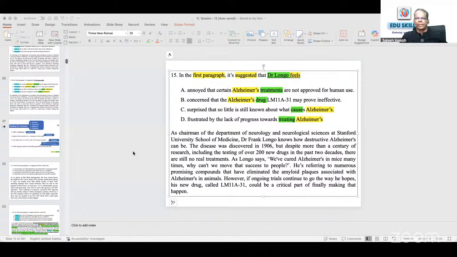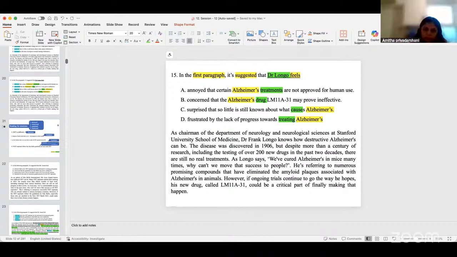So all these three things are over. Subject or concept-based hedging words are the same. And differentiating hedging words: first, option A speaks about treatment, B drugs, treatments, C cause, D again treatment. Now, what are the emotion-based hedging words? Annoyed, concerned, surprised, frustrated.